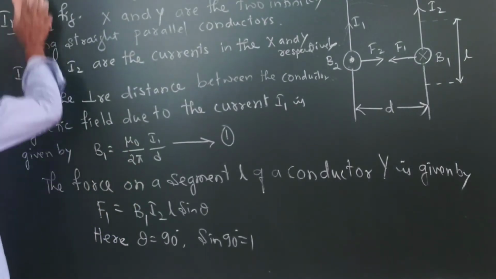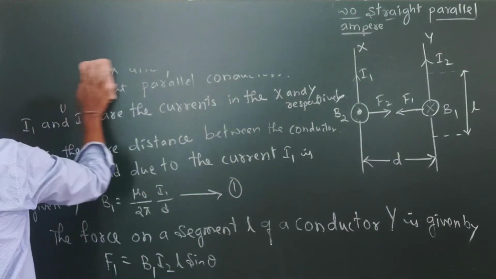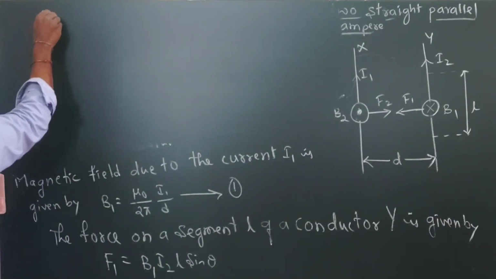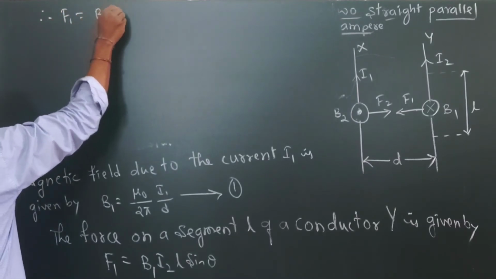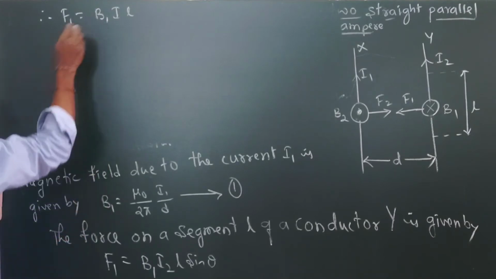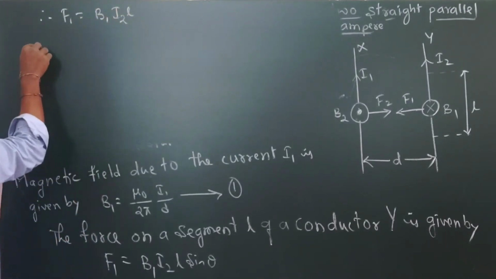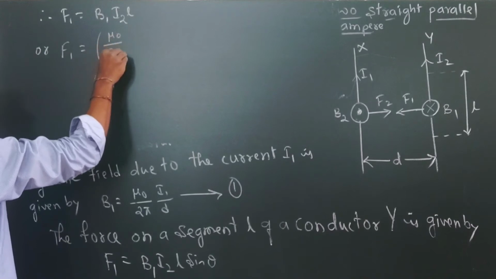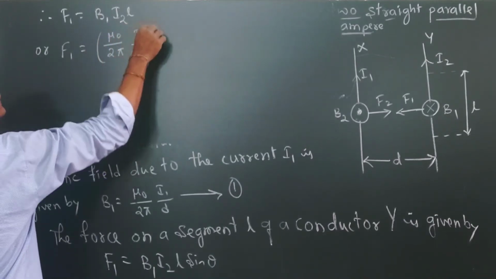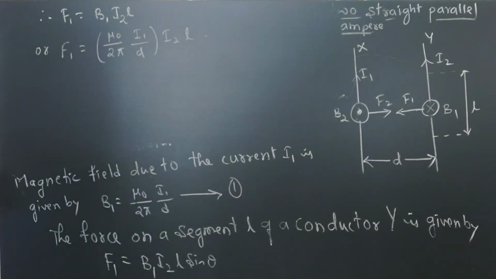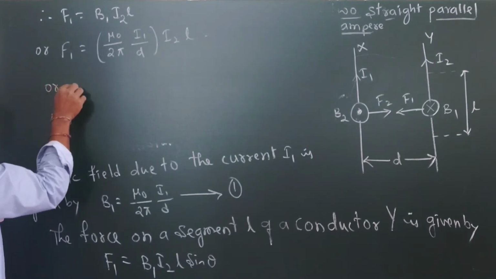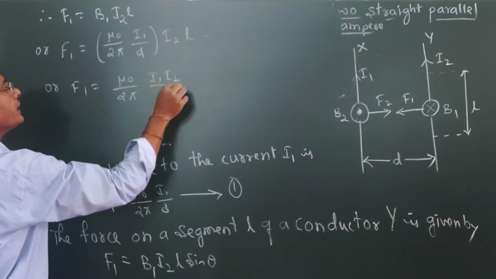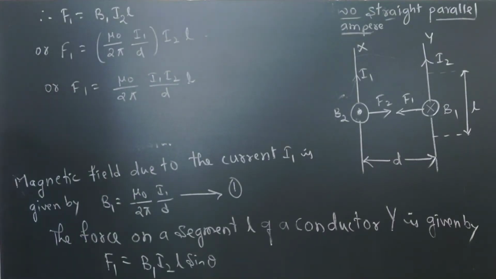So we substitute the B1 value. Therefore, F1 equal to B1 I2 L. Substituting B1, F1 equal to mu naught by 2 pi, I1 by D, into I2, into L. Or F1 equal to mu naught by 2 pi, I1 I2 by D, into L.